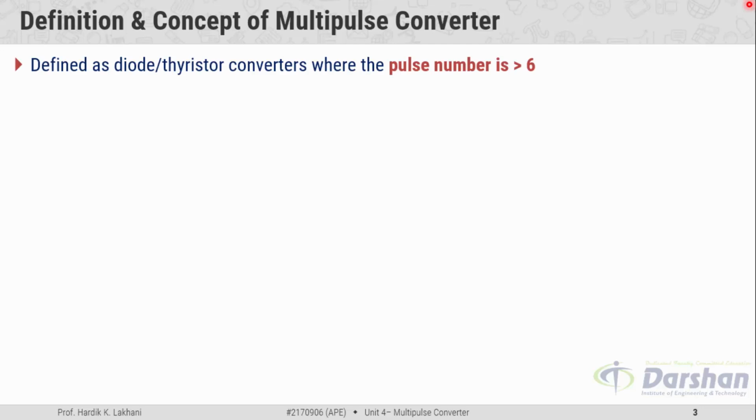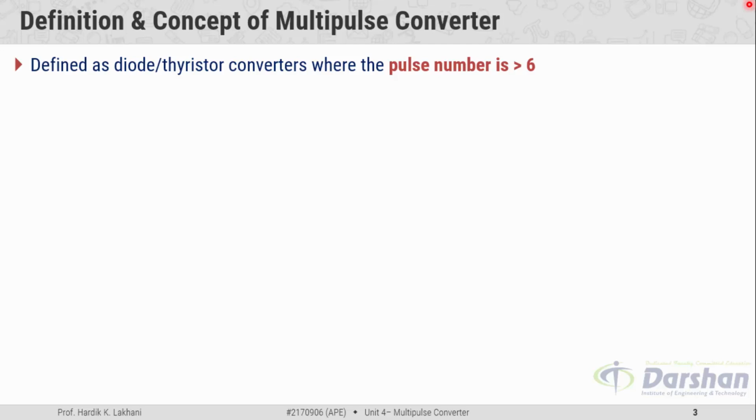Multipulse converter is defined as diode or thyristor based converters where the number of pulses is greater than 6. This multipulse converter concept is derived from the rectifier. We know the function of the rectifier: it converts AC parameters into DC parameters. If the rectifier is constructed using the diode, then we cannot control the conversion from AC to DC. But if we want to control the output parameters, then we usually require thyristors. By controlling the gate terminal of the thyristor, we can control the output of the rectifier.